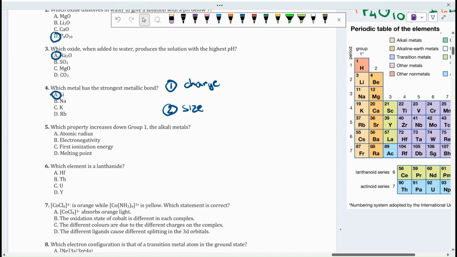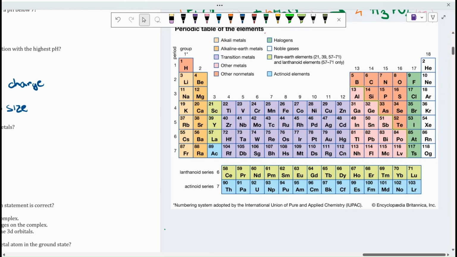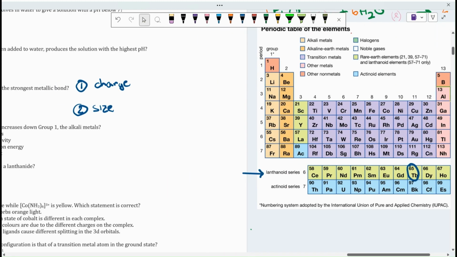Number 5, which property increases down group 1, the alkali metals? Again, have a look at my table. It will be A. Number 6, which element is a lanthanide? So that's this part of the periodic table, and it will be Tb.